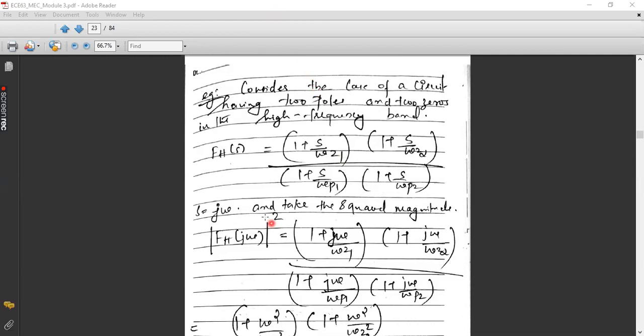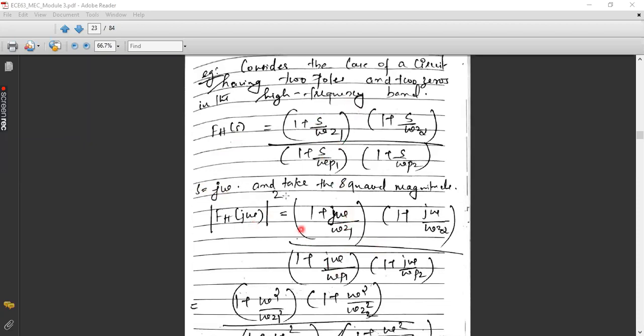Okay, so I'm substituting s as j omega, because s is a complex frequency in the s plane. It can be considered as j omega. So when s is equal to j omega, I will rewrite this particular equation. After that, I'm trying to take the magnitude first. The magnitude of any complex number is nothing but the root of real part square plus imaginary part square, isn't it?